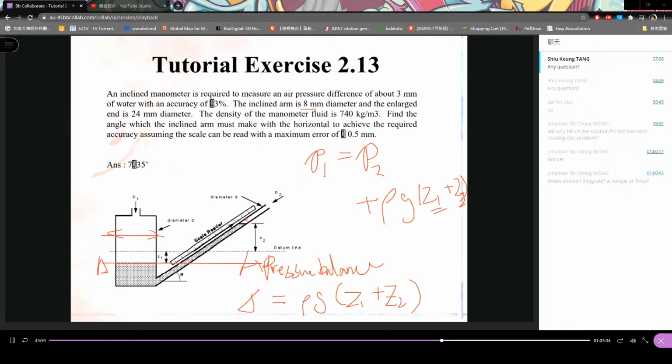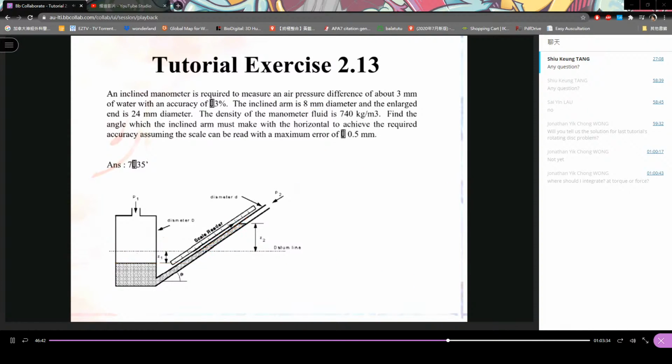And you know that the volume of the liquid in the manometer is fixed, right? So the reduction of the volume of the fluid which is being pushed down by this pressure will then go into the inclined rim. So the volume of liquid here should equal the volume of the liquid in this extended region of fluid on the inclined rim. So volume conservation.